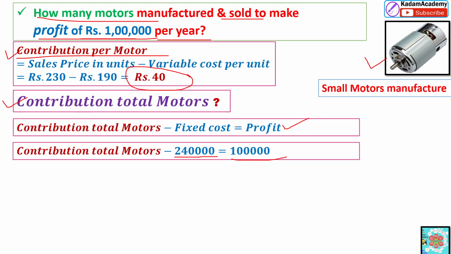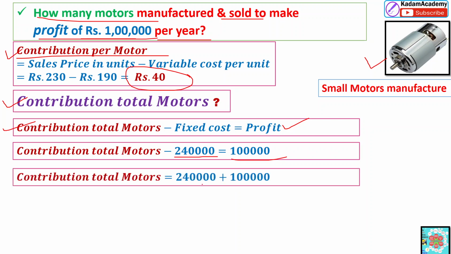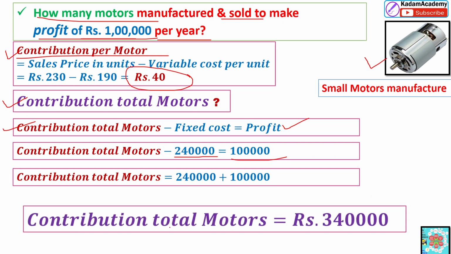Putting these values in this formula, the total contribution we can calculate: 2 lakh 40,000 plus 1 lakh. That will be the total contribution, that is rupees 3 lakh 40,000. This is the 3 lakh 40,000, friends.